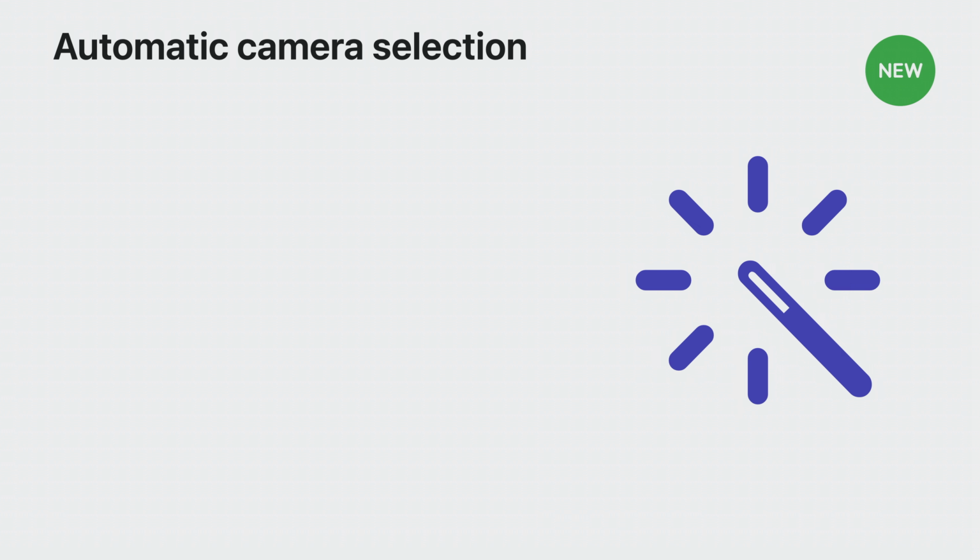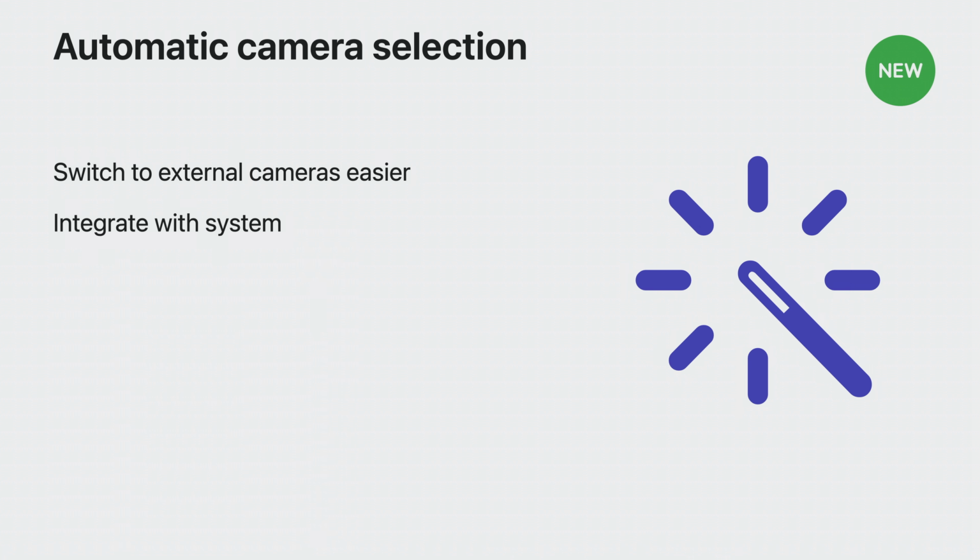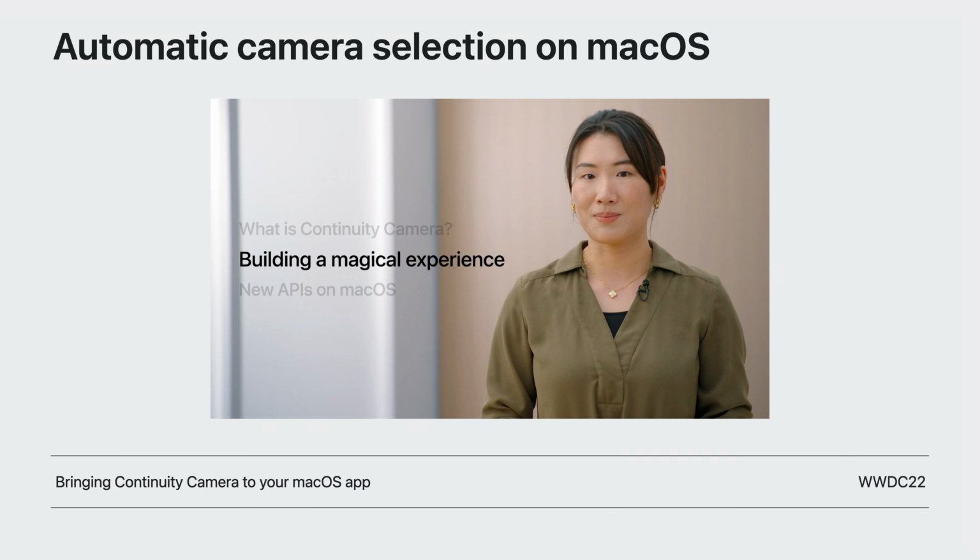To make this easier, iPadOS is introducing an API for automatic camera selection. The API allows your app to integrate with the operating system to use the best available camera. It is another way for your app to change cameras. macOS Ventura introduced API for automatic camera selection to support Continuity Camera. The behaviors I describe in this session are specific to iOS. For more information on how to use this API for Mac, see our previous session, Bringing Continuity Camera to Your macOS App from 2022, and its section, Building a Magical Experience.